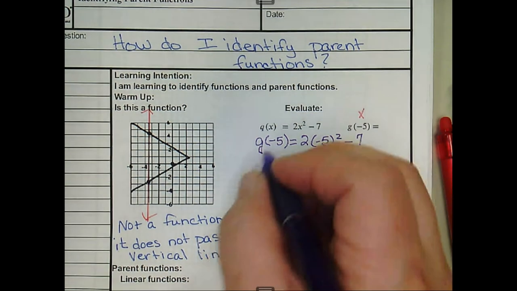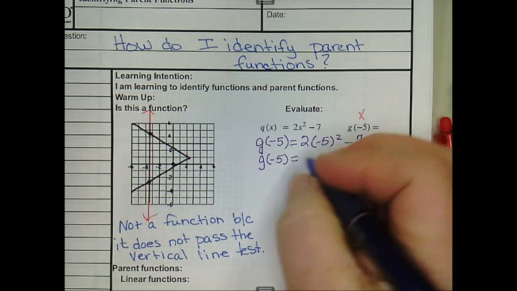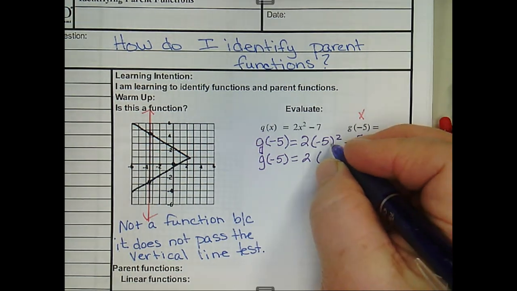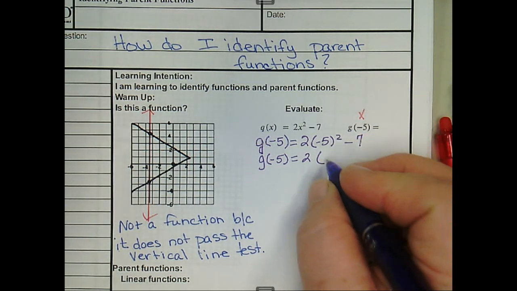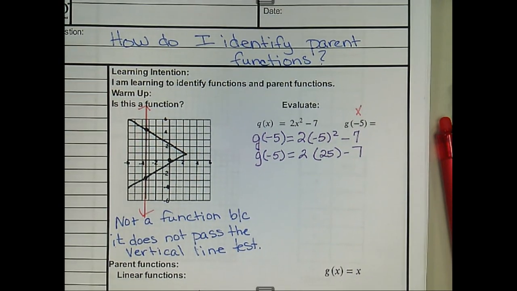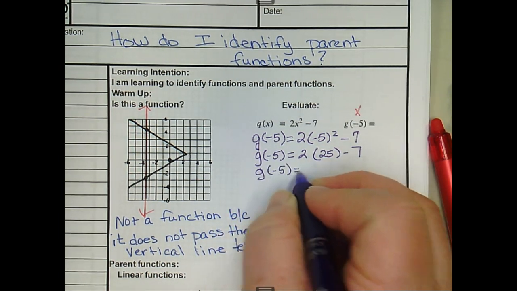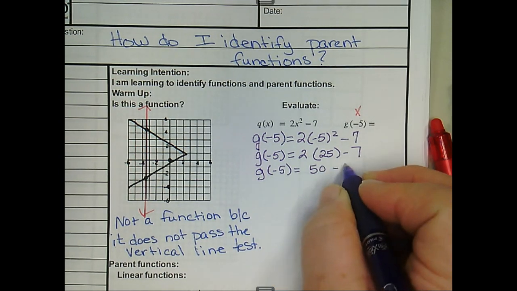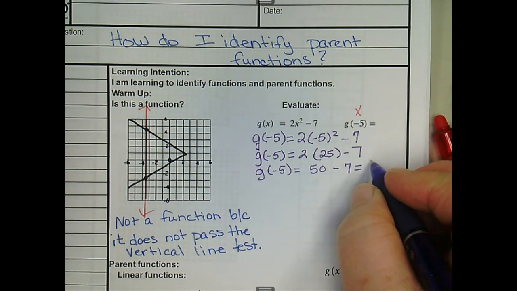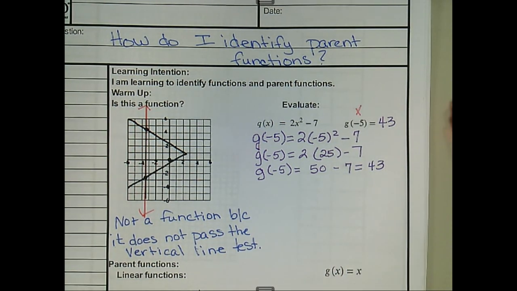When I've got my function g and I evaluate it with -5, -5 squared is 25, times 2 is 50, minus 7. So next step, when I take my function g and I put in -5, I have 50 minus 7, which gives me 43. So this number is 43. I use my function g, I put in -5 for x, and I got out 43 as my output.